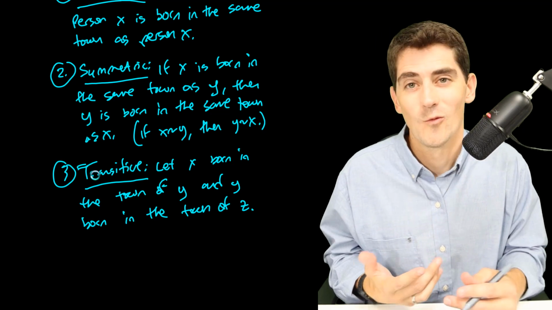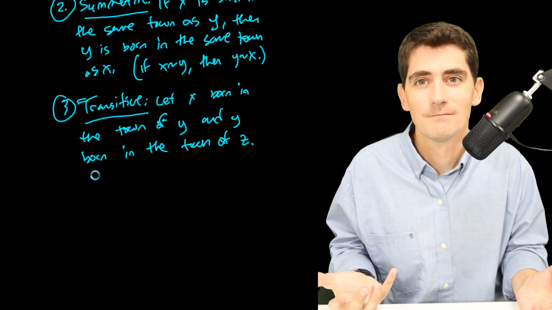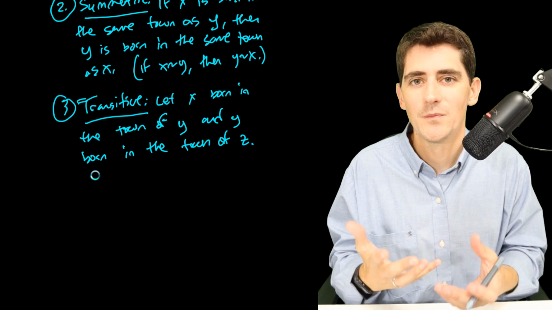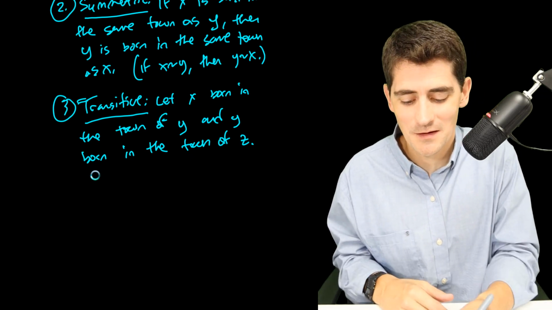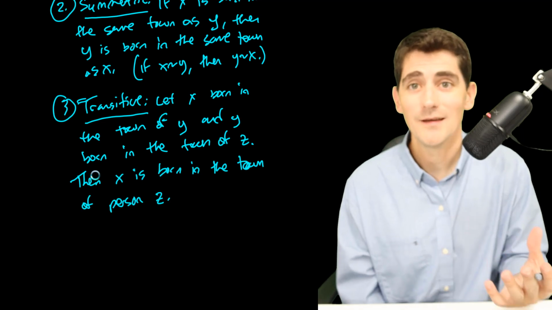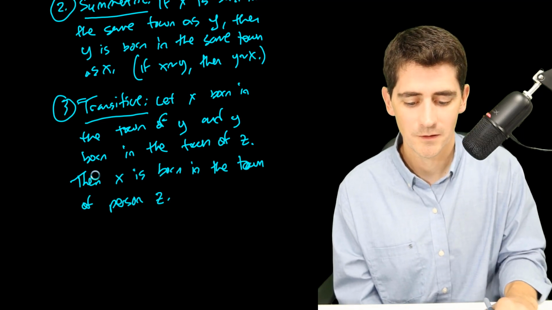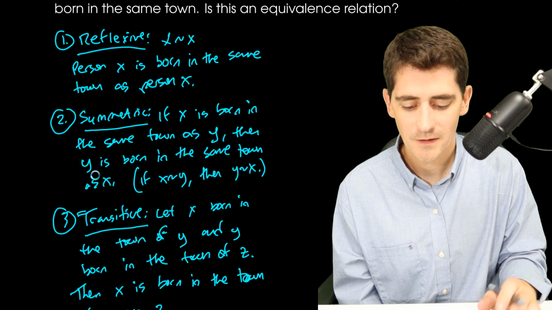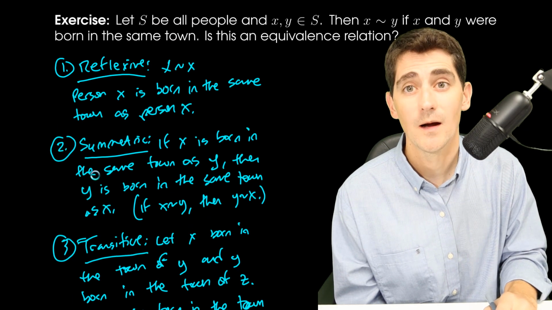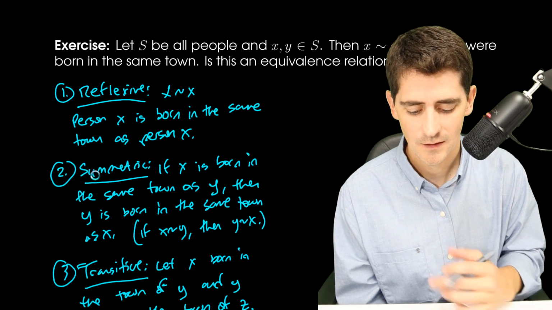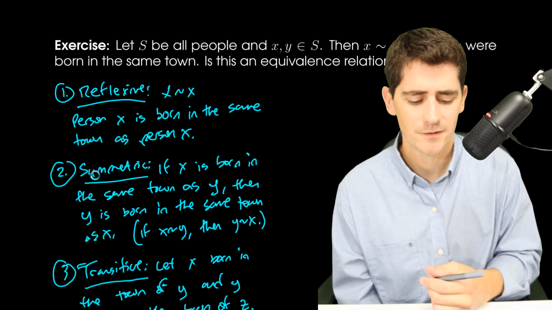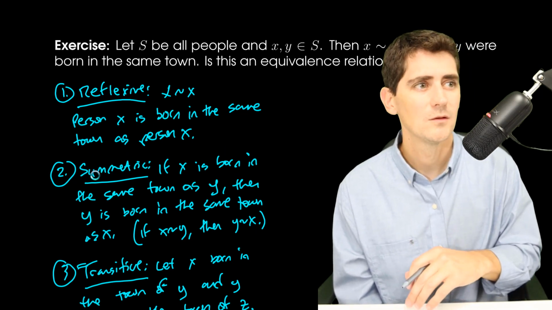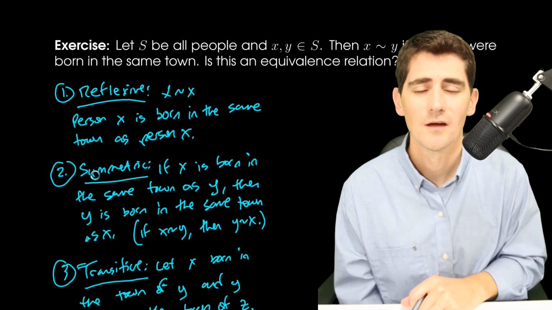Well, the only way this is possible is if person X was born in the same town as person Z, right? Because the town is the same. And so that's it. This is another equivalence relation. We have shown reflexive, symmetric, and transitive properties. Now the only question, in my mind, is: who is equivalent here? If I take all the people equivalent to person X, what does that mean?